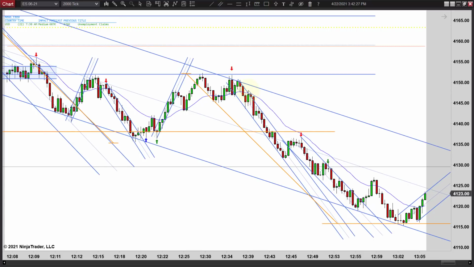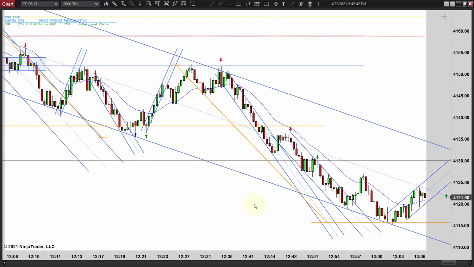There is a failed second entry long right there, but again, it's not a very good setup, especially when by the time this sets up, it's congestive looking, so it could easily break lower, come back and stop you out and then go down. So just stay out of that one.